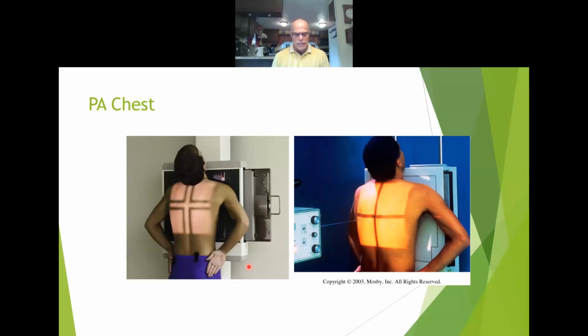Position of the part. It says have the patient standing with the arms hanging at the side against the vertical device. Adjust the IR so that its upper border is about 1.5 to 2 inches above the shoulders. Center the mid-sagittal plane of the patient's body to the midline of the IR.